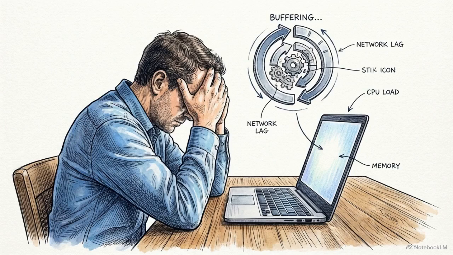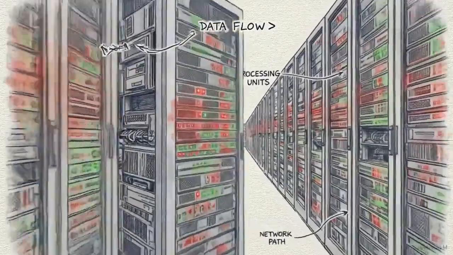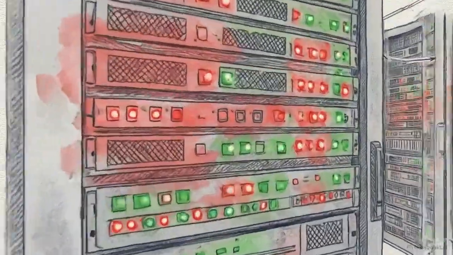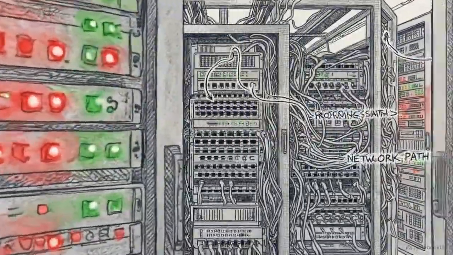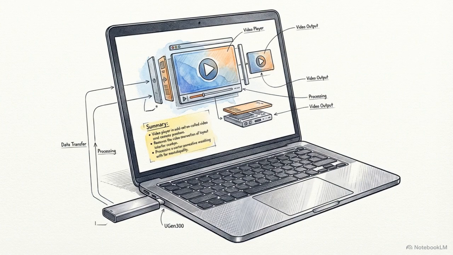If you've ever tried running generative AI tasks, you know the usual hurdles: expensive monthly cloud subscriptions and the constant worry of sending sensitive data over the internet. By the end of this video, we are going to configure an Asus UGen 300 to run a heavy video summarization model locally, right on your desk.